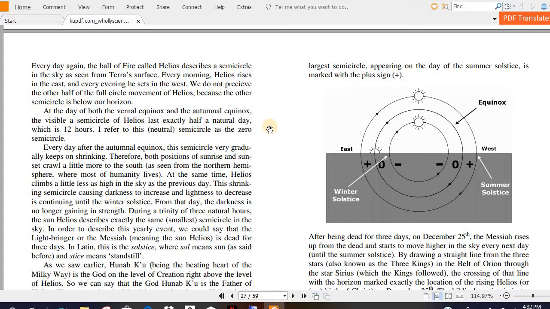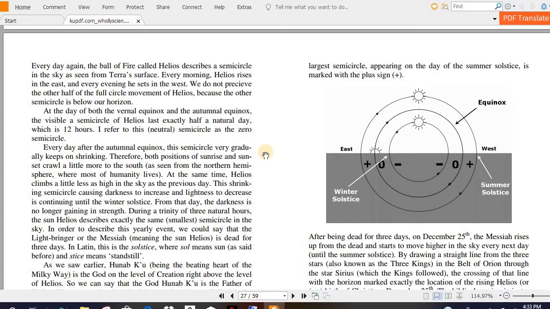Every day after the autumnal equinox, the semicircle very gradually keeps on shrinking. Therefore, both positions of sunrise and sunset crawl a little more to the south, as seen from the northern hemisphere where most of humanity lives. At the same time, Helios climbs a little less high in the sky than the previous day. This shrinking semicircle causes darkness to increase and lightness to decrease, continuing until the winter solstice.